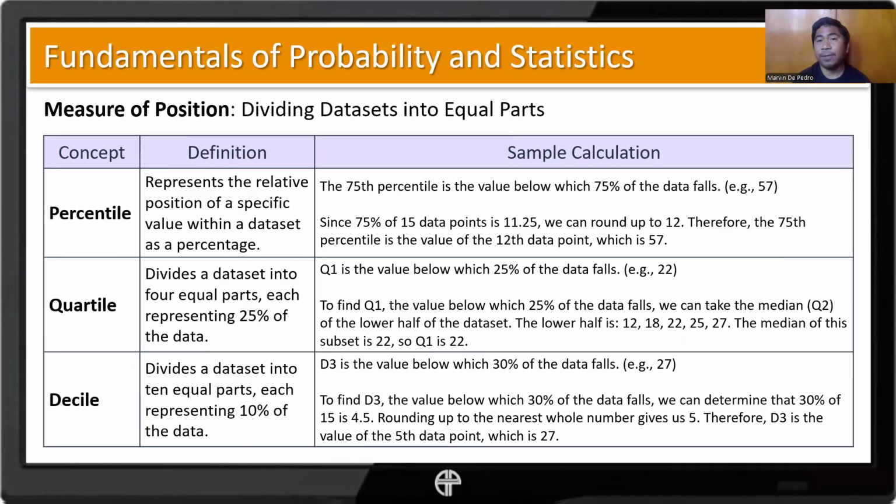Okay. Similarly, we have the quartile, and the quartile is actually more common in data analysis. It divides a data set into four equal parts, each representing 25% of the data. So, for example, if you have this data set, the lowest and the highest, you divide it into four. So, the first 25% is your first quartile or Q1.